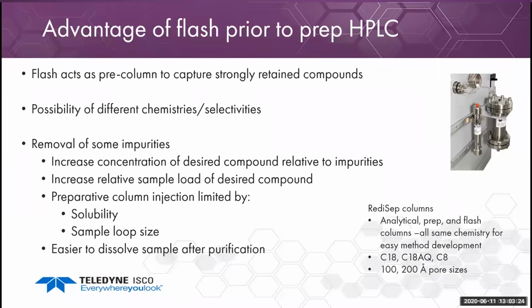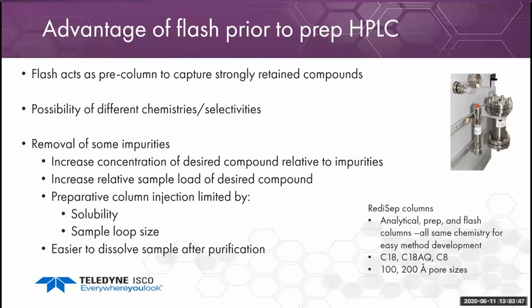Prep HPLC sample load is limited by the sample loop size and the solubility of sample in the injection solvent. By removing impurities that differ greatly from the desired compound, the material that is left has a similar polarity as the compound that you want. This makes it easier to dissolve the sample in a good solvent for high-pressure chromatography.